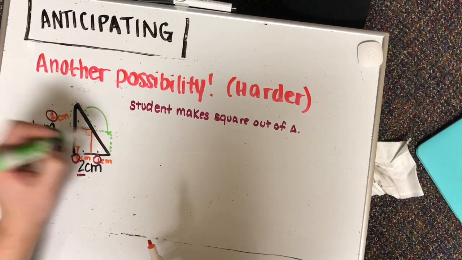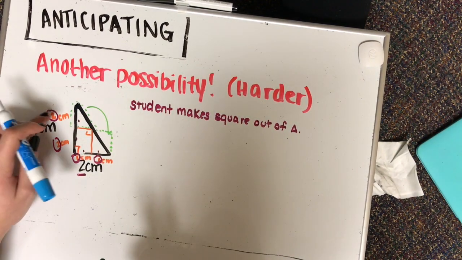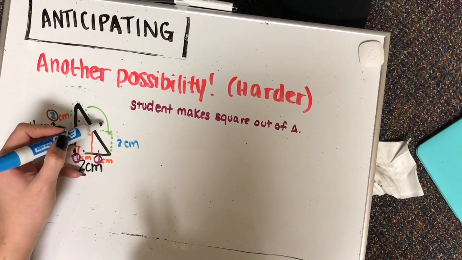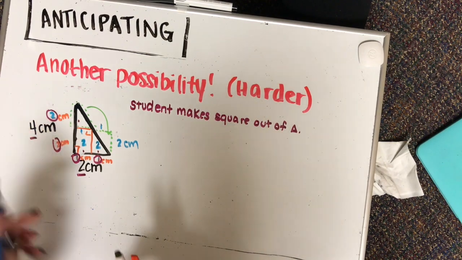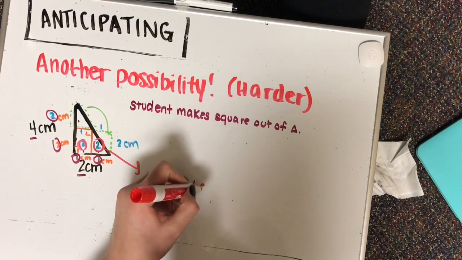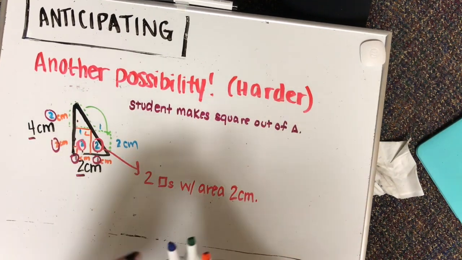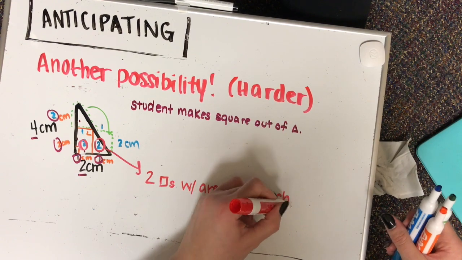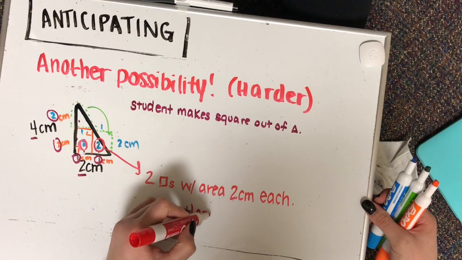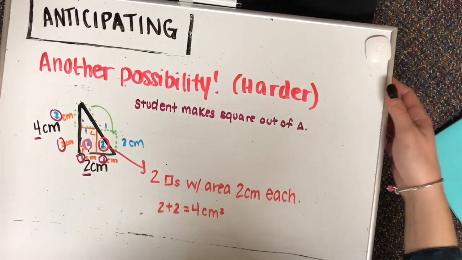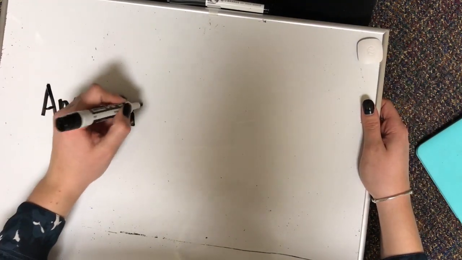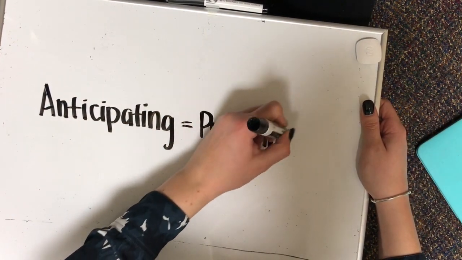And then looking at that triangle, you can move that down to create another square. And so that 2 becomes a 2 over there. And that 1, that 1, that 1, that 1 are all parallel. So the squares are both 2 centimeters squared, because it's a 1 centimeter by 2 centimeter square for each of them. So if you have 2 squares that are both 2 centimeters each, then your answer for the area would be 2 plus 2, and that would be 4 centimeters squared. Now that's probably a little bit tough, and you probably won't see that, so it's just good to anticipate.